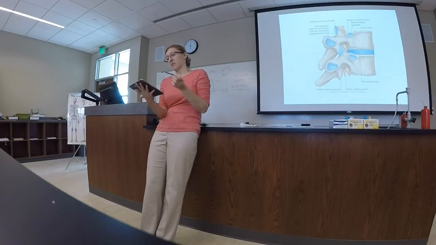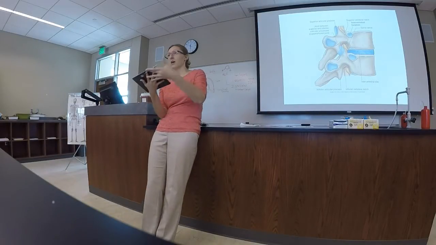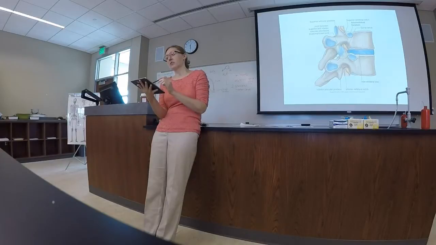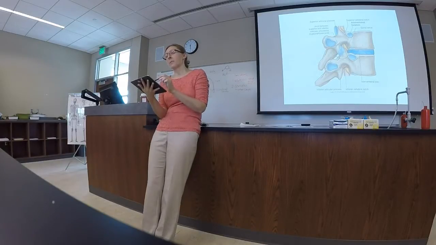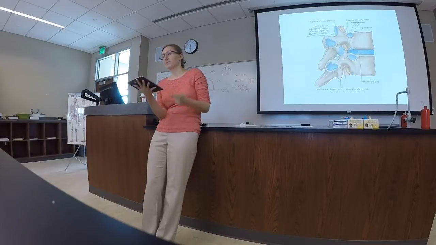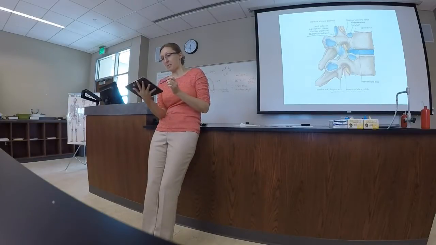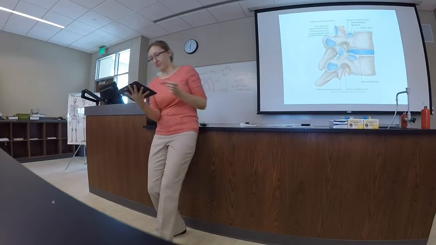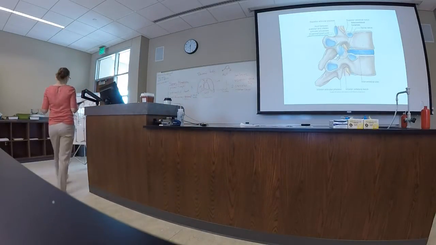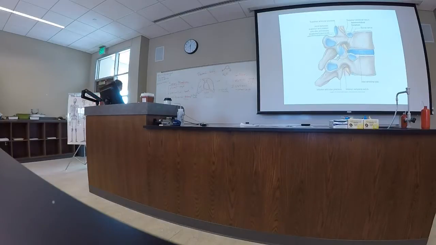So then here's just a better illustration of how they interlock together. So we see here the interlocking of the superior articular process with the inferior articular process. And that is what we call the zygapophyseal joint. And it is a synovial joint, so it actually has articular membrane around the joint surface and synovial fluid and all that jazz in there.